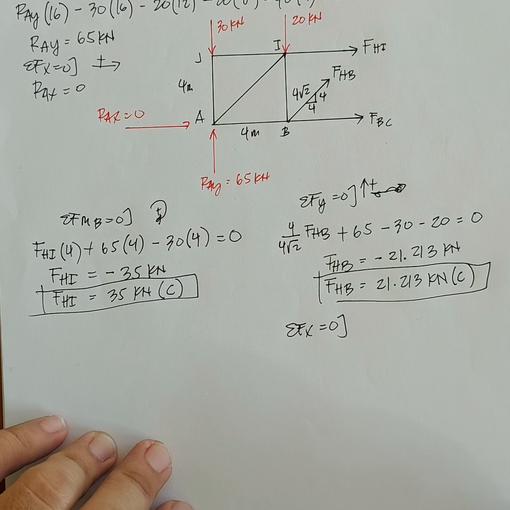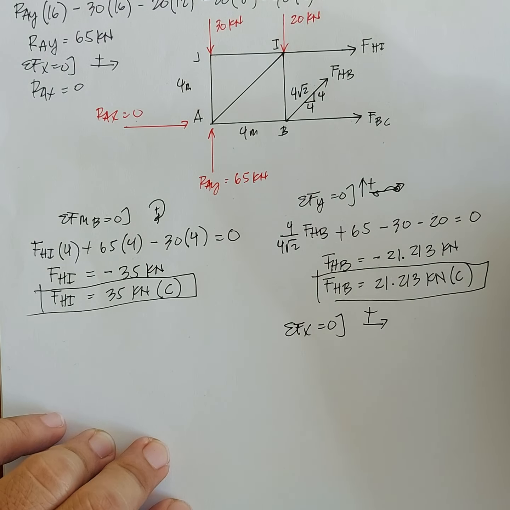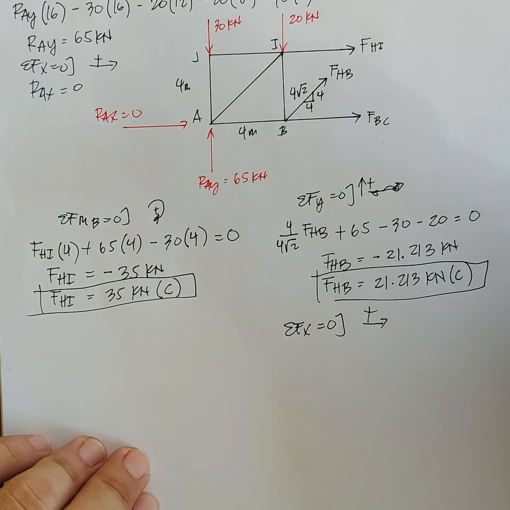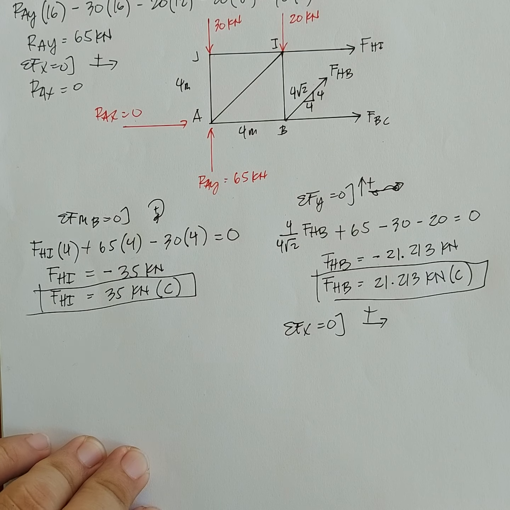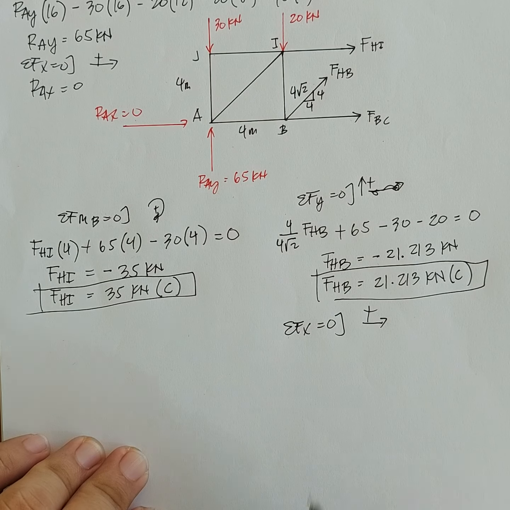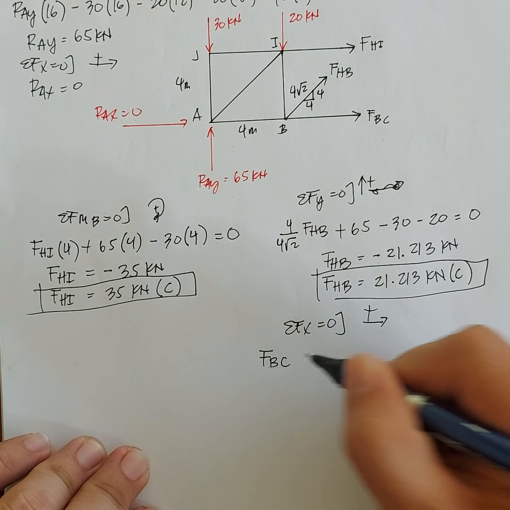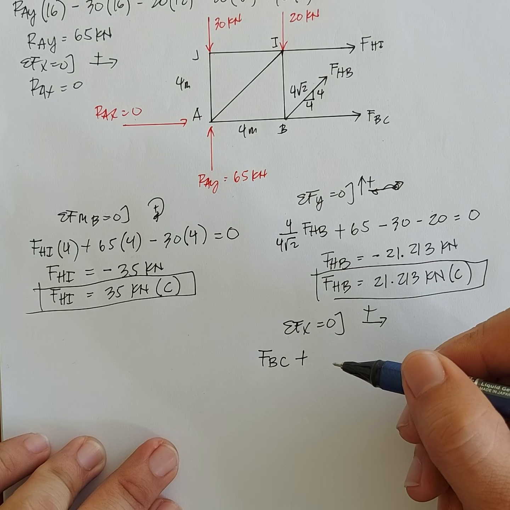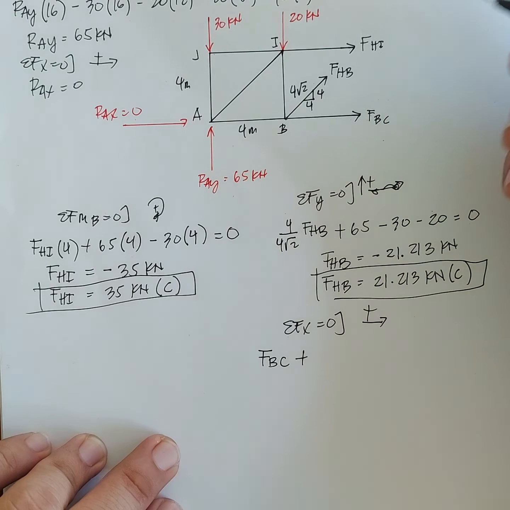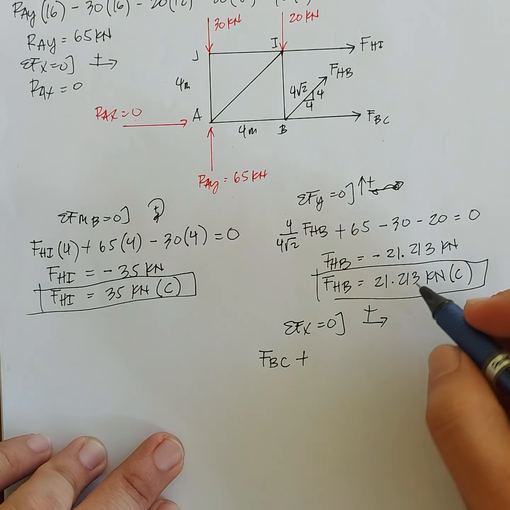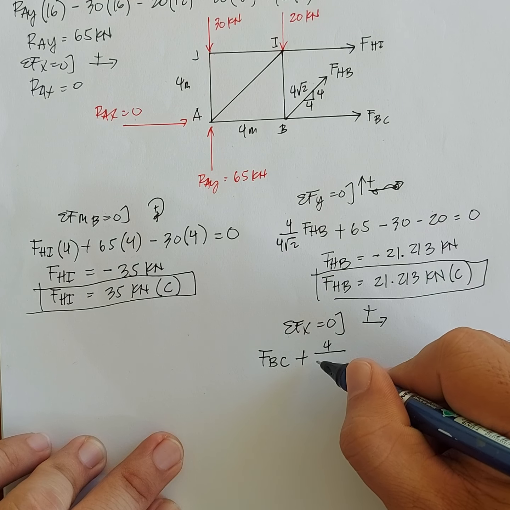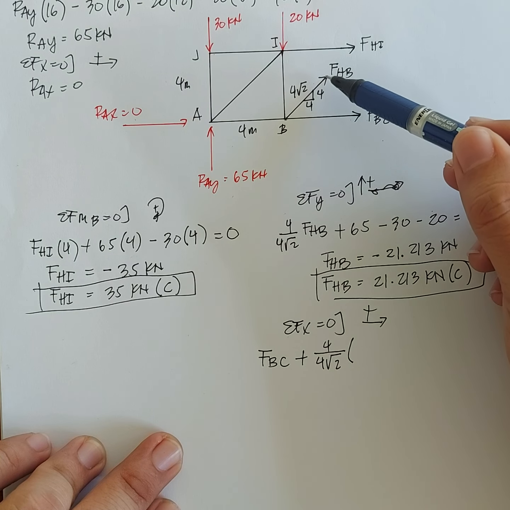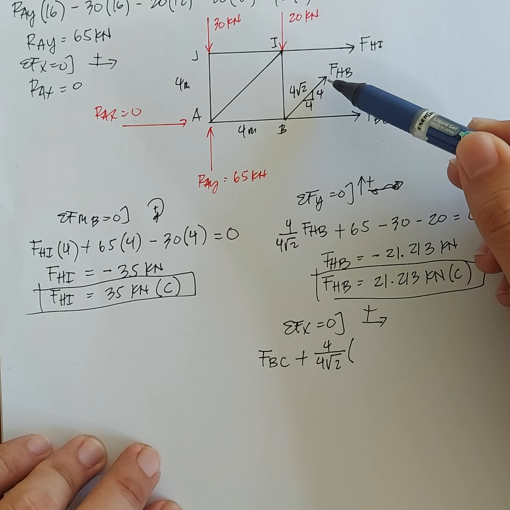along X, equate that to 0, forces to the right, positive. Ano yung mga forces along the horizontal axis? We have FBC. We have assumed it to be in tension and is directed to the right, so FBC is positive in this equation. So plus FBC, plus also, plus horizontal component of FHB. Okay, so that is 4 over 4 square root of 2 times, don't forget that FHB is in tension sa figure natin. But in reality, it's in compression.